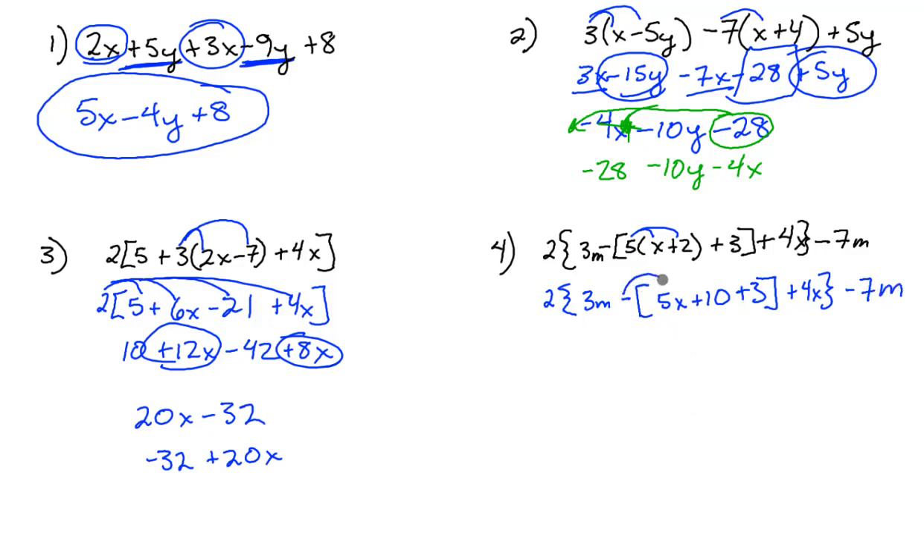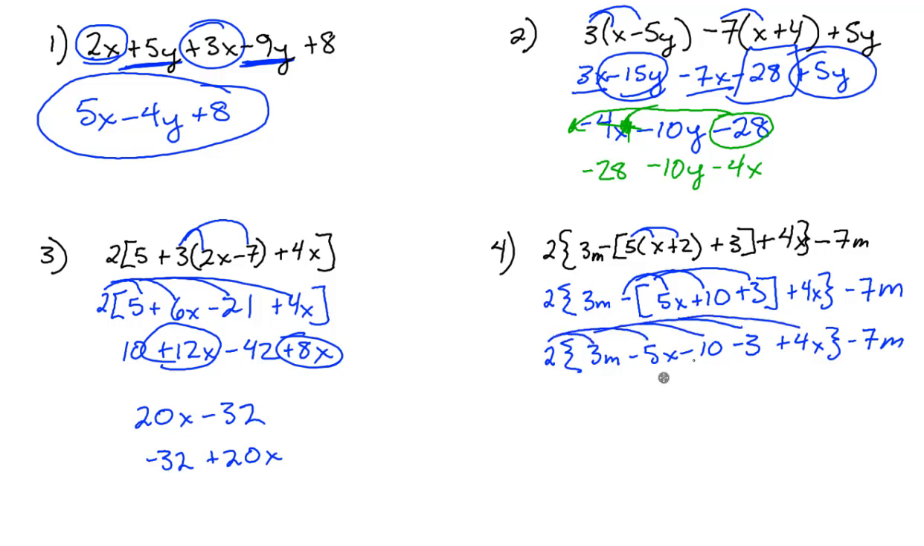Ooh, okay, can we get rid of this bracket? Yeah, this negative sign, think of it as a -1, just distributes through there because you're subtracting the whole thing in the bracket, and we get 2 brace 3m minus 5x minus 10 minus 3 plus 4x minus 7m. Excellent. Let's see if we can put anything together in here. Yeah, the minus 5x and plus 4x will combine. We can do that after we distribute the 2 in. So we get 6m minus 10x minus 20 minus 6 plus 8x and then minus 7m.